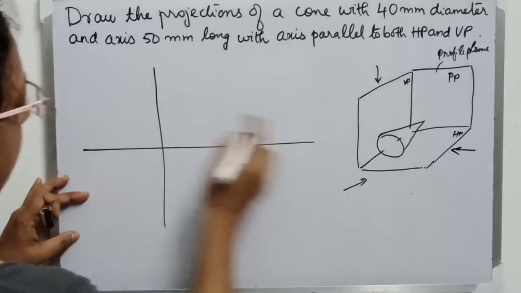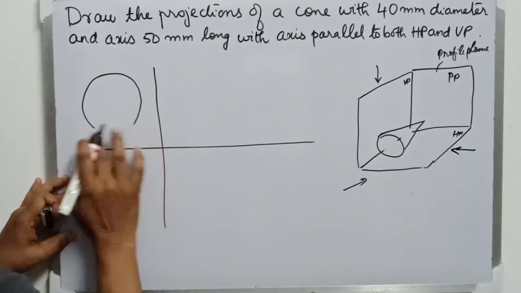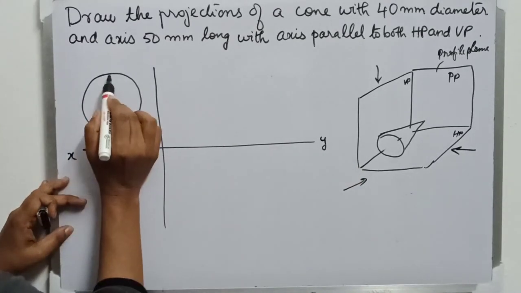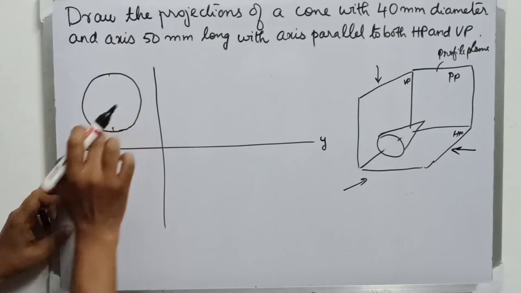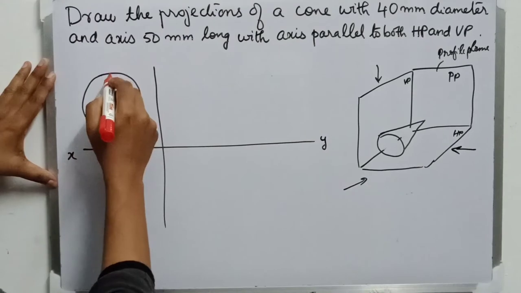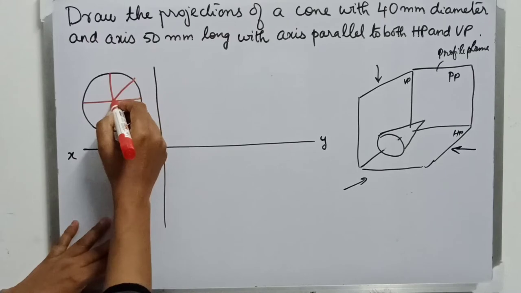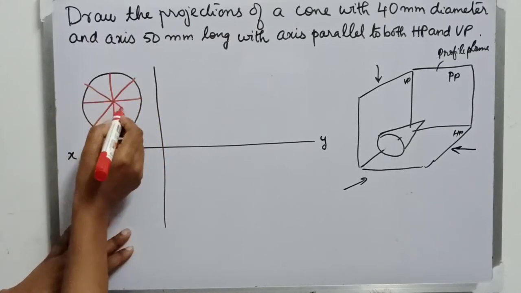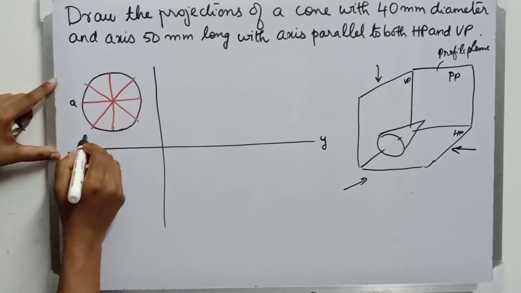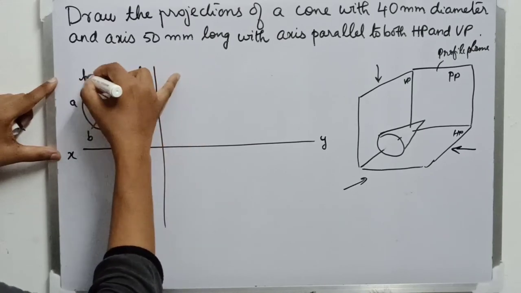So let us start by drawing the projection on the profile plane. So let's draw the circle with diameter 40 mm. Now we have the XY line and also a line perpendicular to that. Now I'm going to divide this circle into 8 equal parts. So one diameter at 90 degrees, another diameter. Then draw a line at 45 degrees this side and another line at 45 degrees that side. So now we have divided the circle into 8 equal parts. Let us name them A, B, C, D, E, F, G, H.